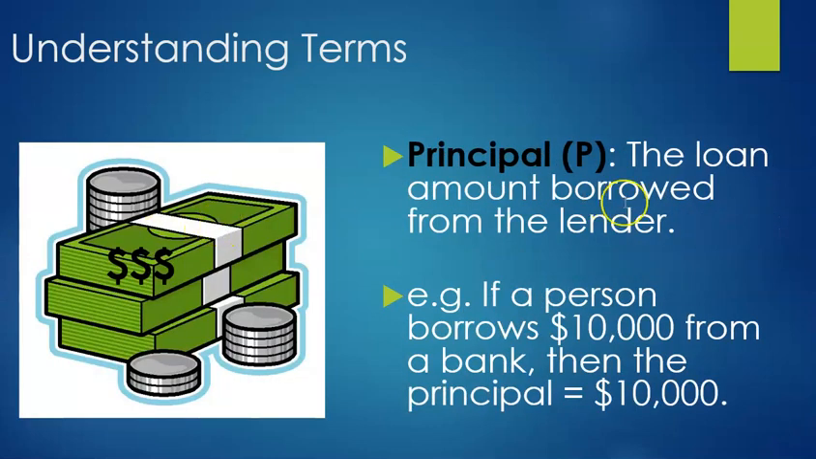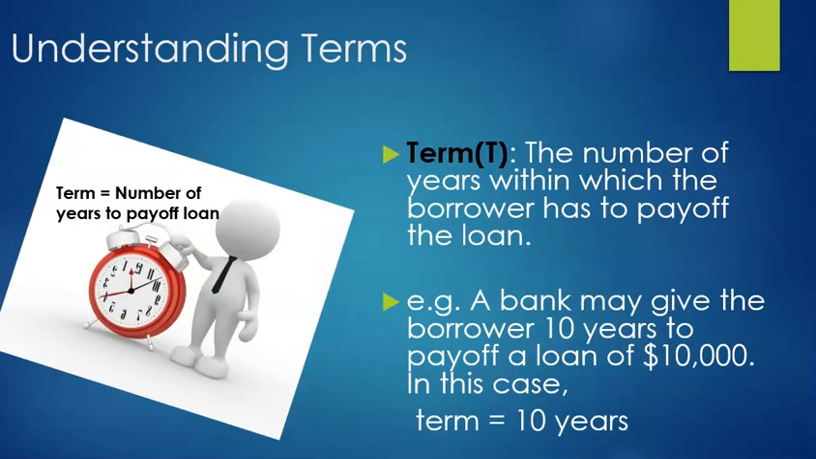The next term is principal. So if a person going to a bank decides to borrow $10,000 from the bank, then the principal is considered to be $10,000. Simple enough.